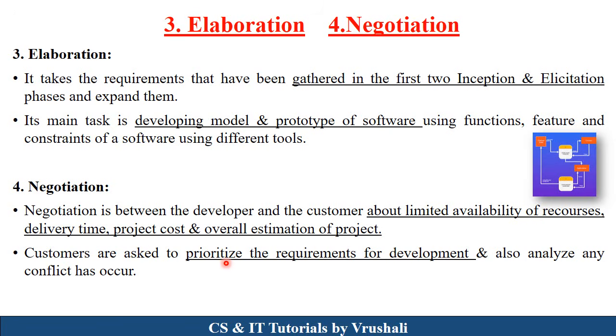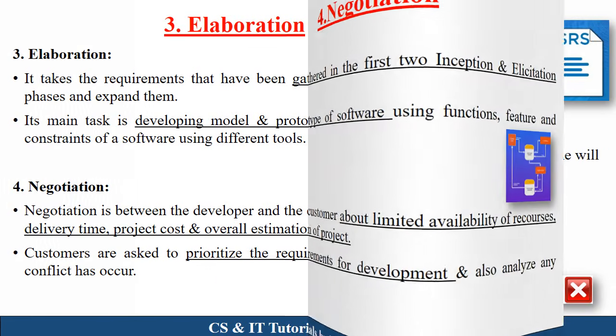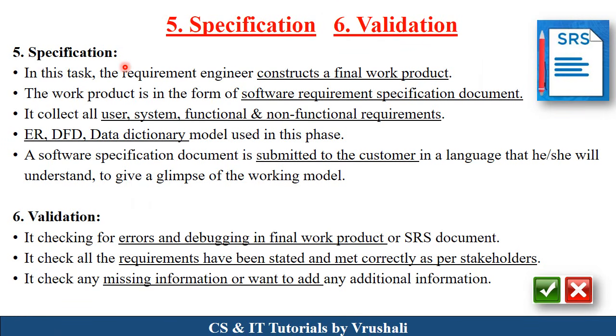Sometimes the customer wants some prioritized requirements, right? Sometimes they want particular requirements quickly. They want to release a product in the market quickly. So this kind of negotiation is done in this negotiation task. Next, the next one is specification.